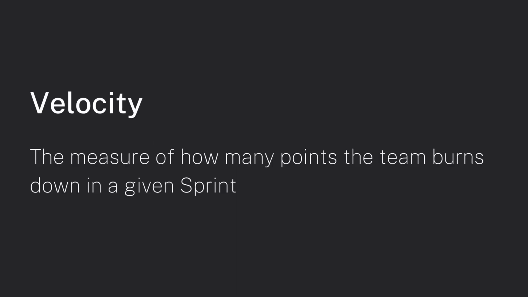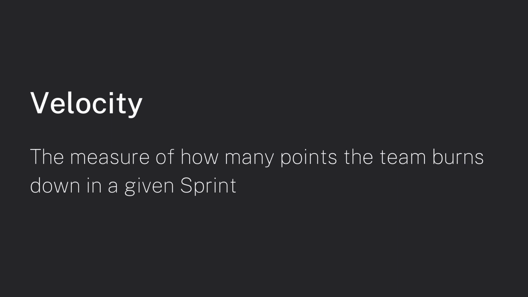In Scrum, there's a term for how many points a team burns down in a sprint on average. That term is velocity. In other words, velocity is a measure of how many points a team burns down during a single sprint on average. When the team is conducting sprint planning, they're using their average velocity over at least 3 sprints to determine how many items they can safely add to their sprint backlog.